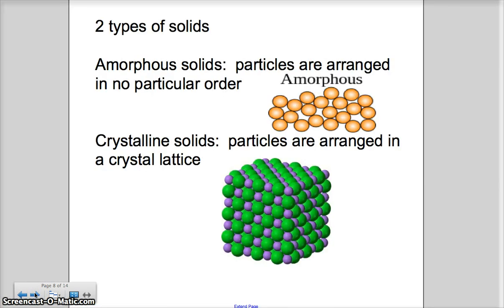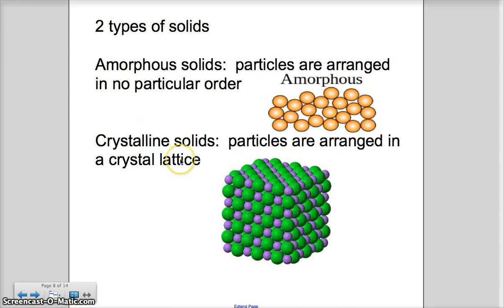There are 2 different types of solids that we're going to talk about in our class. There are actually 3, but we're only going to bother with 2. Amorphous solids are solids where their particles are arranged in no particular order, as you can see here. There's no real order, and they are all grouped together.